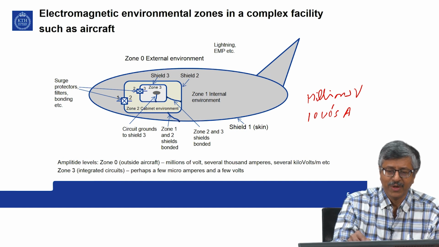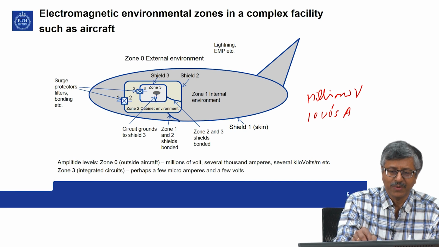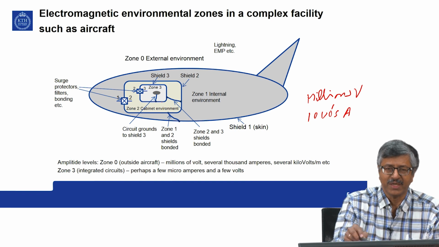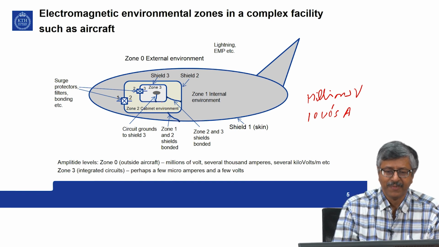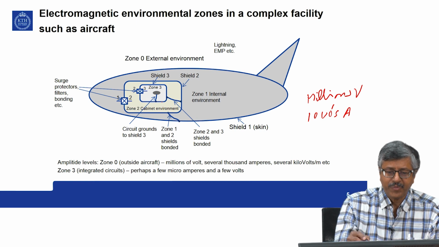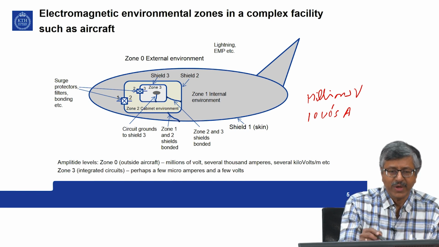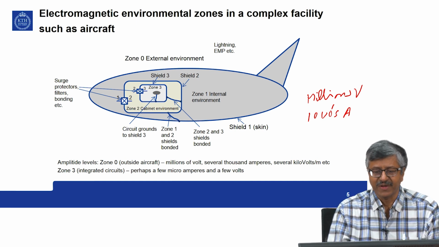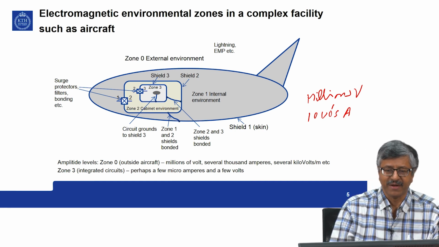So, you want to make sure that there is no potential difference between these zone boundaries. So, you connect all the grounds together, bonding them together. This is extremely important in the protection. So, this illustrates this layered zoning approach in achieving EMC. This is the first defense against electromagnetic interference.